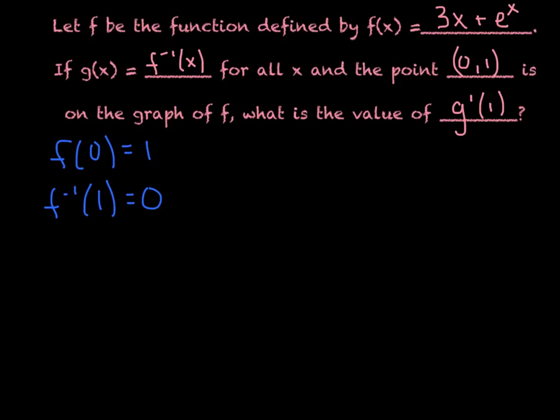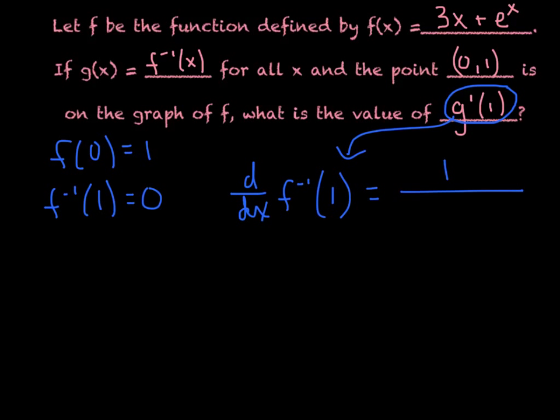And the other thing is, as soon as they said g prime, I went ahead and rewrote it as the derivative of f inverse. I always try to rewrite it in this form because it fits my formula and it's what I'm most comfortable with. And then we'll just say 1 over f prime of f inverse of 1. And we know that f inverse of 1 is a 0.